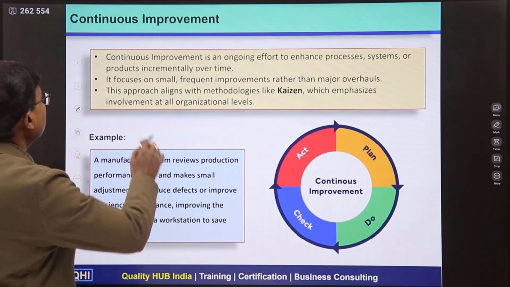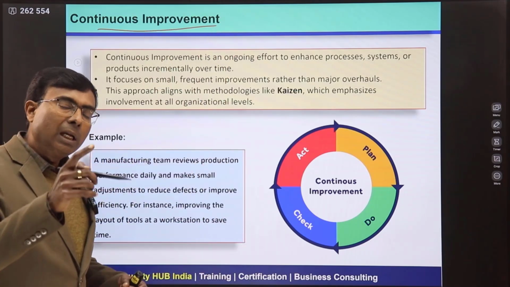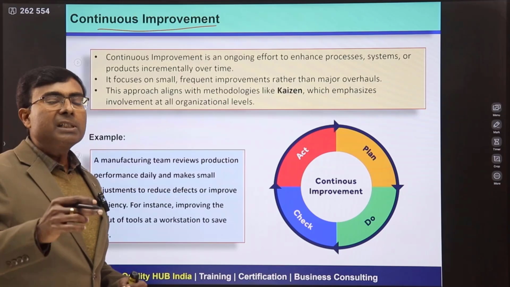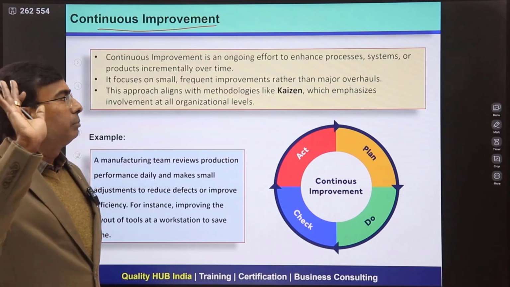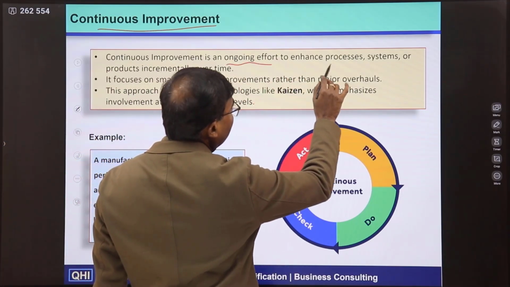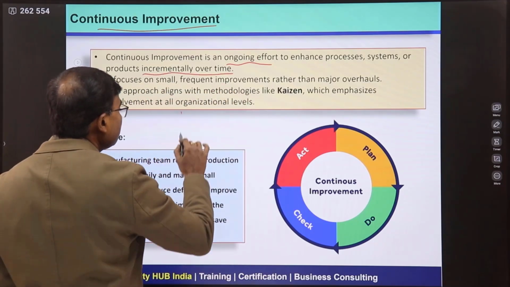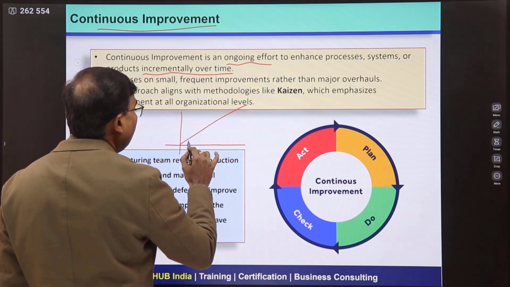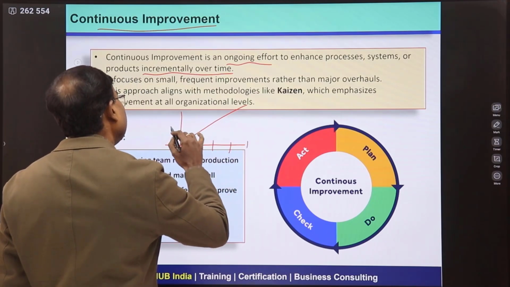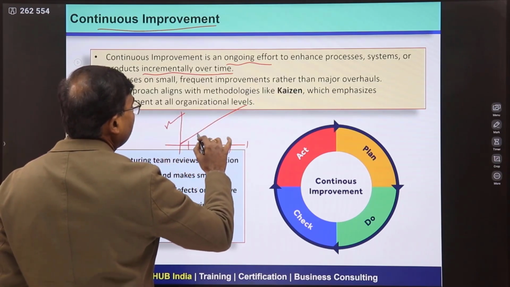The second one is called continuous improvement. So what exactly is continuous improvement? Improvement means once. Now if improvement is done on a recurring basis, that will be called continuous improvement. Continuous improvement is an ongoing effort to enhance a process, system or product incrementally over time. Over a span of time, for an example, month on month, January, February, March, April, May, you kept on improving the productivity, whatever it may be, and you are improving continuously.